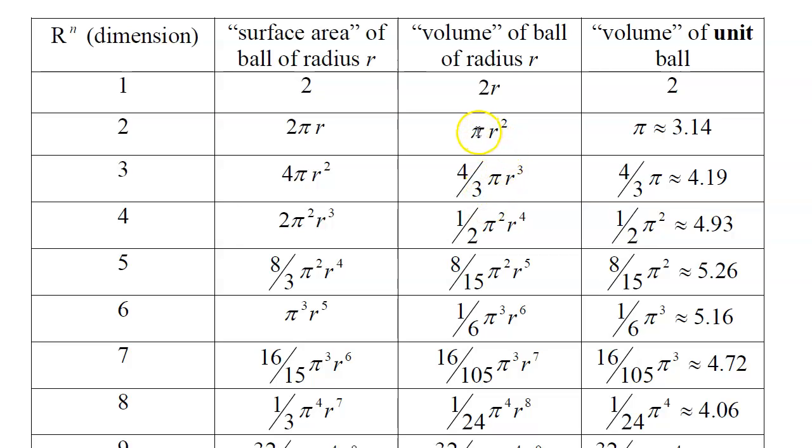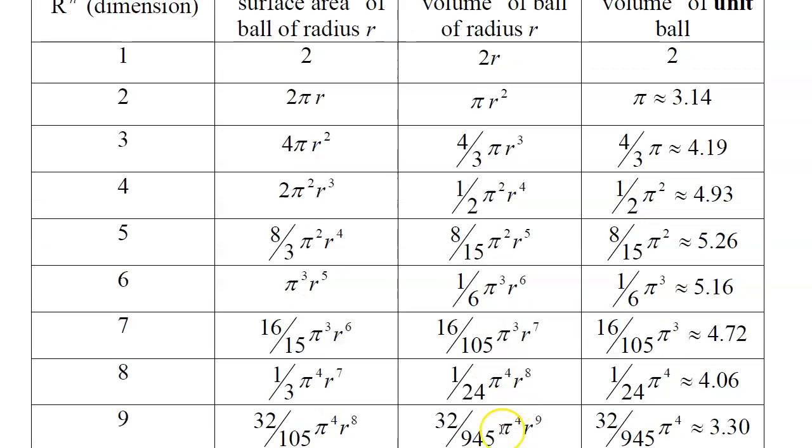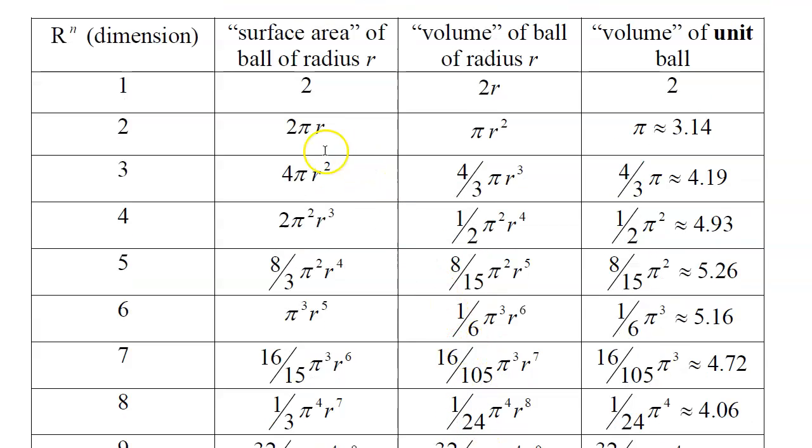We also have a pi here, and then a pi here, then a pi squared, and a pi squared. Okay, and then a pi cubed, and a pi cubed, pi to the 4th, pi to the 4th, and so on. And then we also have these strange coefficients here for the volume of a ball of radius r in different dimensional spaces. And we have similar types of things happening for the surface area.